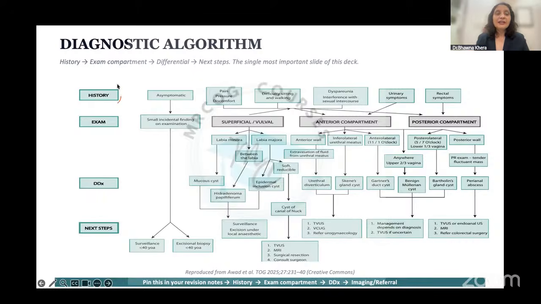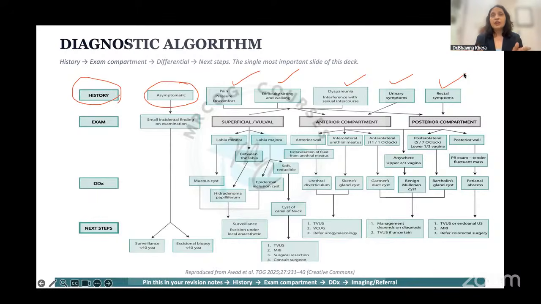Now let's look at the history points first. It may be asymptomatic, or what are the other histories you can find here? Pain, pressure, and discomfort. Of course, because it is in the perineal area, difficulty in sitting and walking is something we expect. Dyspareunia, interference with sexual intercourse, urinary symptoms, and rectal symptoms. As always, we will follow that if the anterior, posterior, or middle compartment, any one is affected, we have to ask about all three, right?